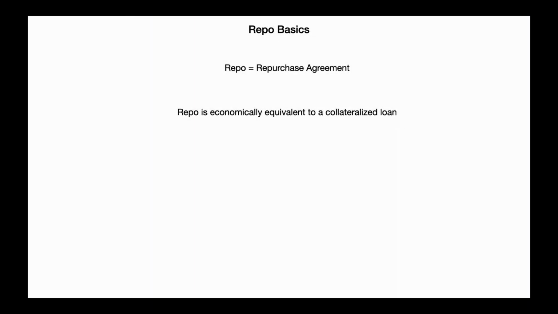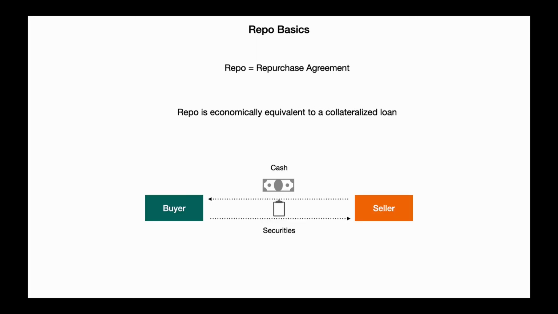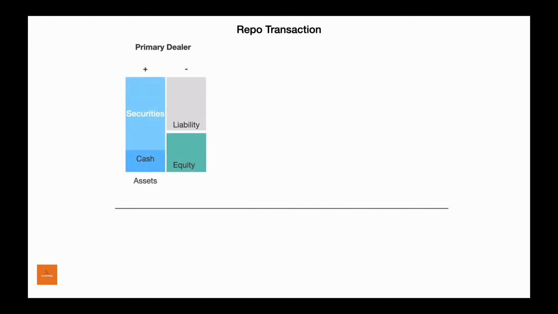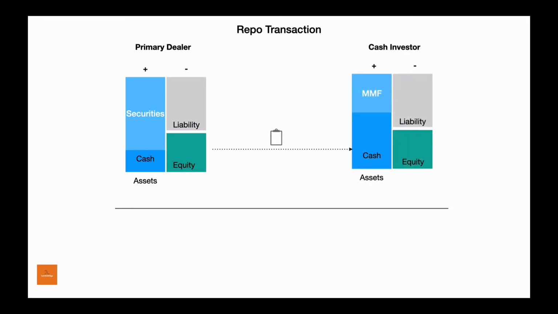A repurchase agreement or repo is a short-term secured loan. One party sells securities to the other and agrees to repurchase those securities at a later date at a higher price. Let's look at a typical repo transaction between a primary dealer whose security is rich with that of the cash investor who's cash rich.